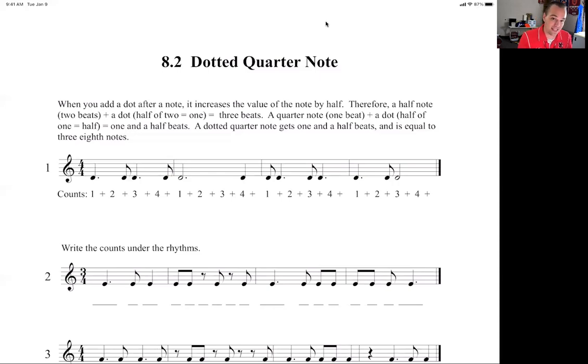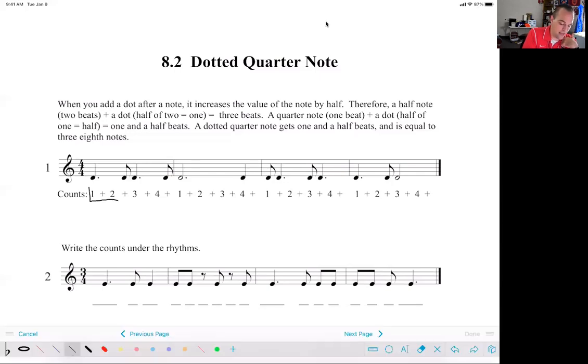When we look at this example here, where we're dividing up into our 1 and 2 and 3 and, just like when we count with eighth notes, we can see that the dotted quarter note takes up 1 and 2. That's all the dotted quarter note. And then we have an eighth note on the and, then a dotted quarter note takes up 3 and 4, and then another eighth note on the and, right?